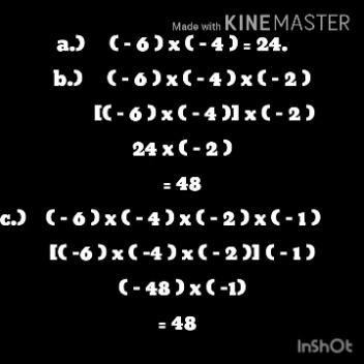Minus 6 into minus 4 into minus 2. So minus 6 into minus 4 gives us 24 into minus 2 gives us minus 48. Third one, minus 6 into minus 4 into minus 2 into minus 1. Minus 6 into minus 4 into minus 2 gives us minus 48, into minus 1 gives us plus 48.